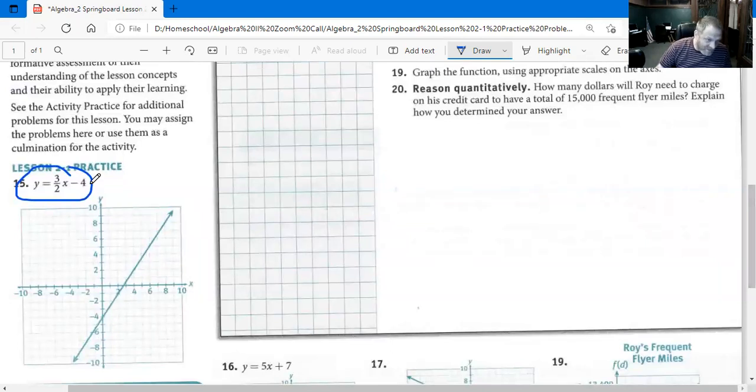Since this is our y-intercept, we're going to go down 1, 2, 3, 4, right there. Then we're going to go up 3. So rise over run: up 1, 2, 3, and over 1, 2. And dot it right there. All right, guys, that is it for number 15.